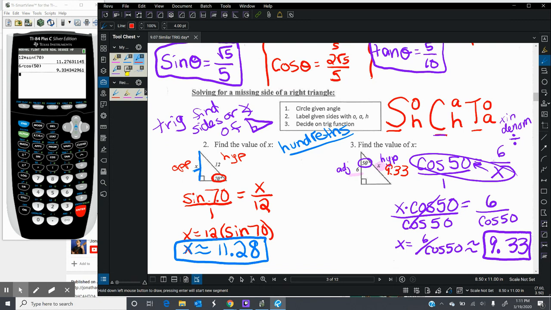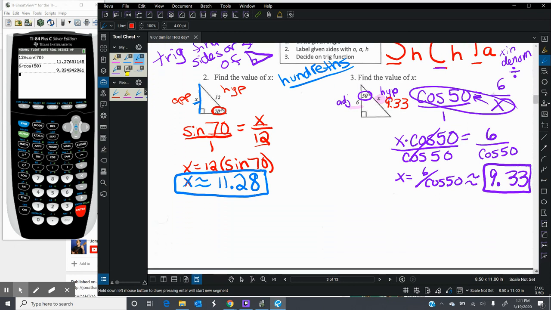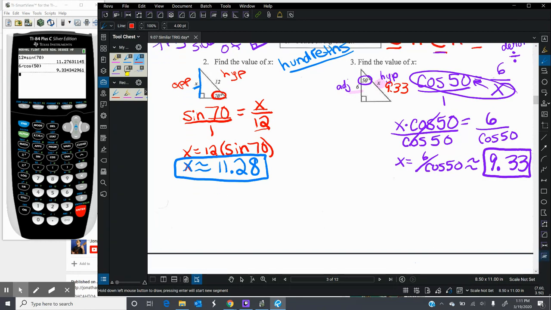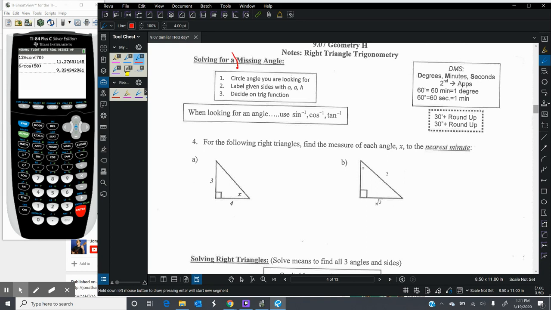So again, there's 3 different pieces that can go into these setups. We have the trig function, the angle measure, and then 2 side measurements that we typically have. So in the next couple cases, we're going to solve for a missing angle. When you're looking for an angle, we're going to circle the one we need. Again, we're going to label our O, A, and H.